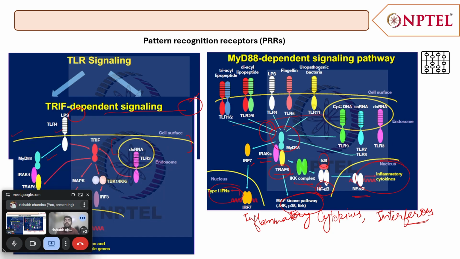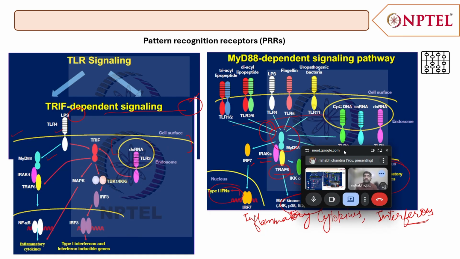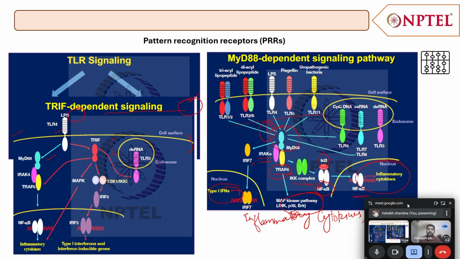Then moving on to the second pathway, that is the TRIF dependent pathway. The TRIF dependent pathway also involves the production of the signal from the TLR4, for example. It activates the MAP kinase pathway and the interferon 1 inducible genes, that leads to the production of the inflammatory cytokines.